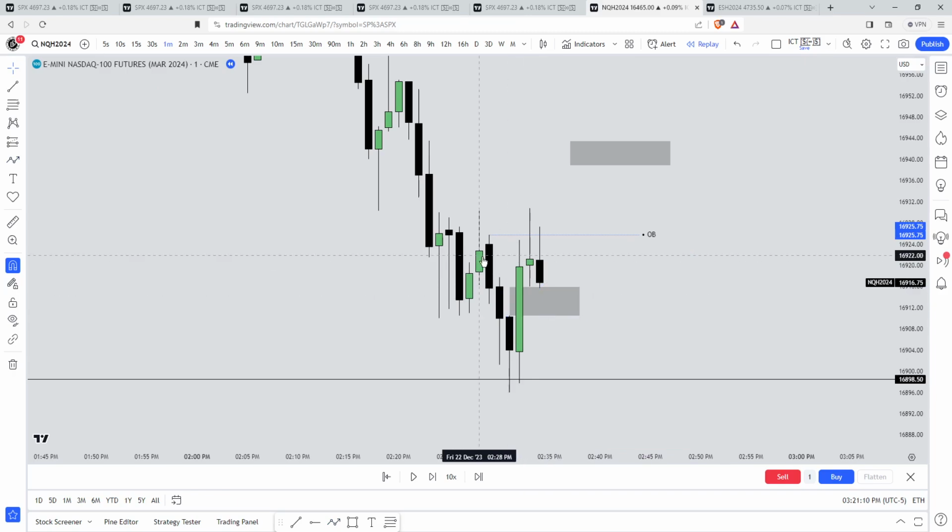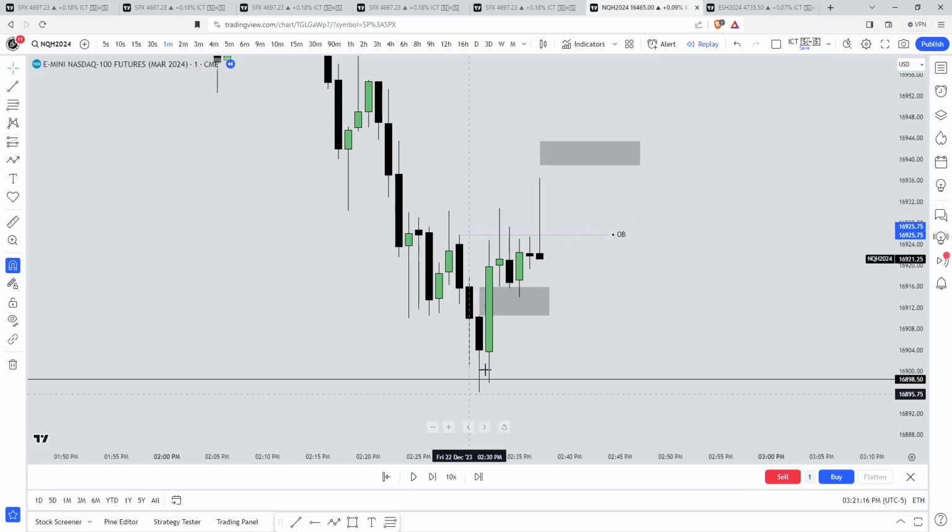This is right in the middle of that order block. So this isn't valid yet. I need to see it close above this down close candle. Okay, price closes above it right here.